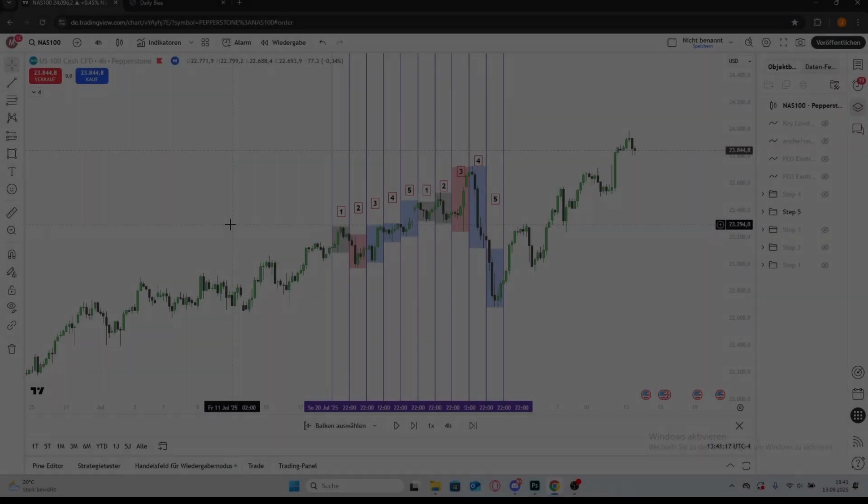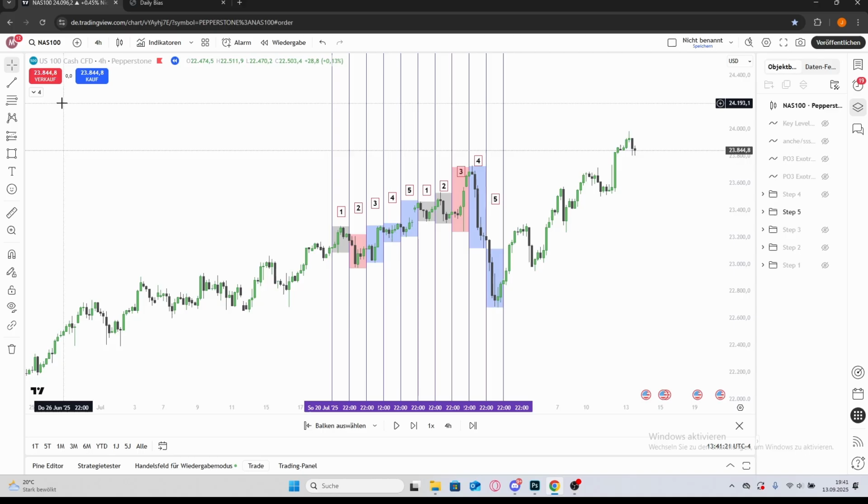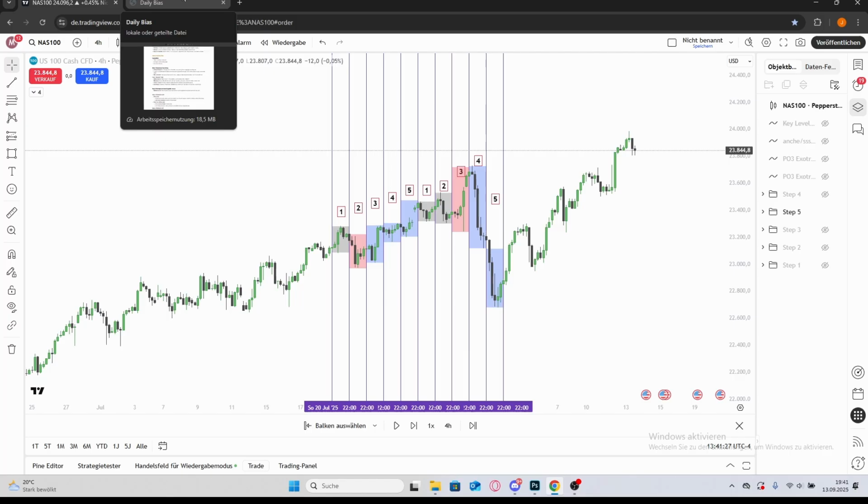Alright guys, so today I'm talking about daily bias and how you can benefit from it. And in my opinion, it's one of the most important concepts. And it's really important if you want to be a good trader.